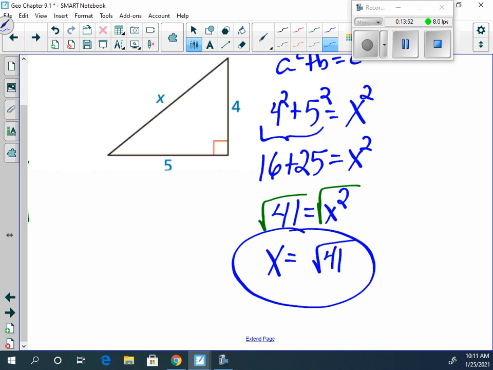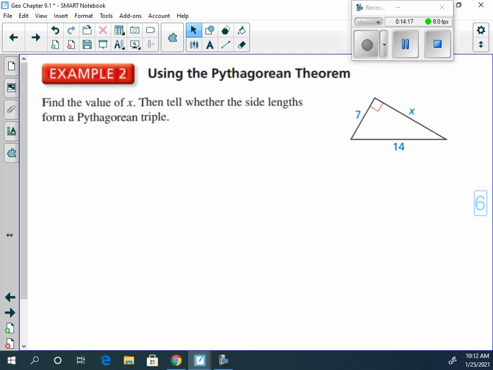Now, is this a Pythagorean triple? No, because the square root of 41 is not an integer. It's an irrational number. So that would be no, this is not a Pythagorean triple. Questions on this here? Are we good with these here? Okay.